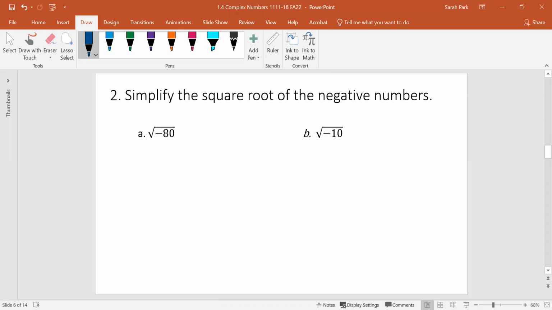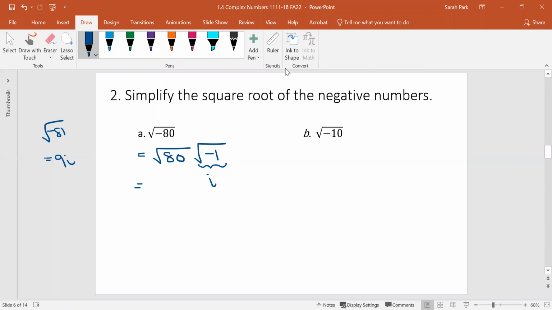Okay, so example 2, let's try taking the square root of -80. 80 is not a perfect square, right? There's no number that multiplied by itself will give us 80. If it were the square root of -81, that would be a different story. That would be 9i. But for the square root of -80, we have to break it down. So let's break it down into the square root of 80 and then the square root of -1. We know this is i, so we can change that.